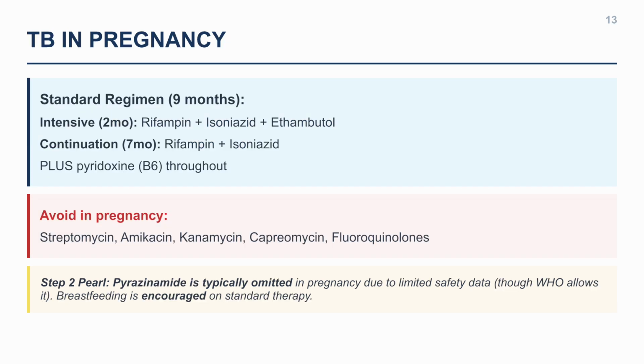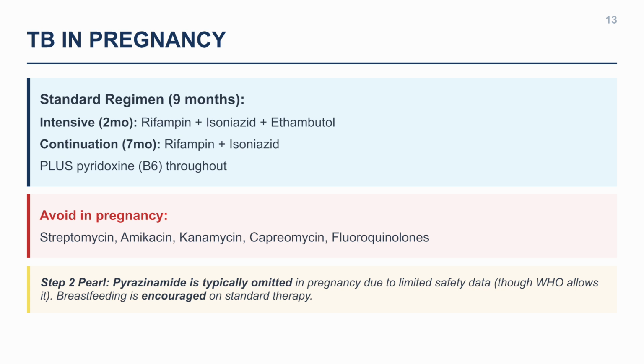TB in pregnancy requires modified therapy. The standard first-line regimen lasts 9 months. The intensive phase uses rifampin, isoniazid, and ethambutol for 2 months. The continuation phase uses rifampin and isoniazid for 7 months. Pyridoxine is added throughout to prevent neuropathy.